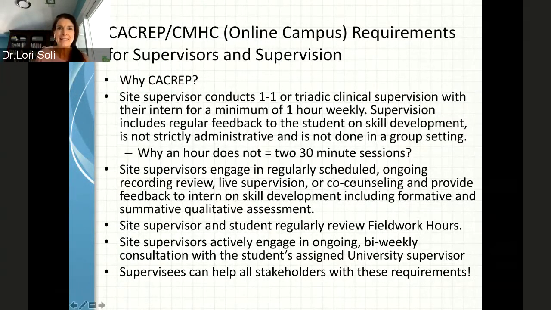So it's important that as supervisees, you are aware of what the CACREP requirements are and what the program's requirements are. It's also important that you're aware of what your own state licensure requirements are and are making sure that you're getting those as you go along. Any questions on this before I move on?